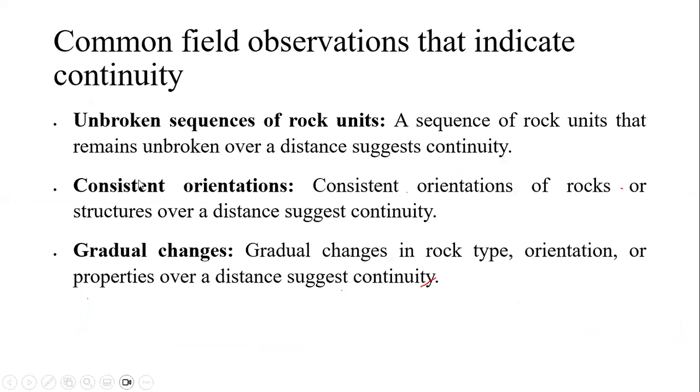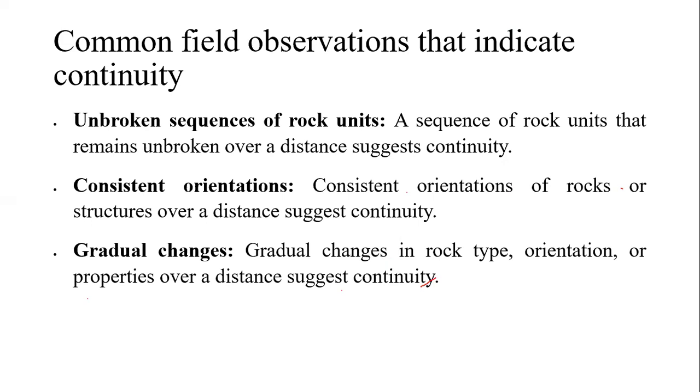Common field observations that indicate continuity: unbroken sequences of rock units. They must not be interrupted. And then consistent orientations: consistent orientations of rocks or structures over distance suggest continuity. I showed you some joints initially that were continuous. And then gradual changes.